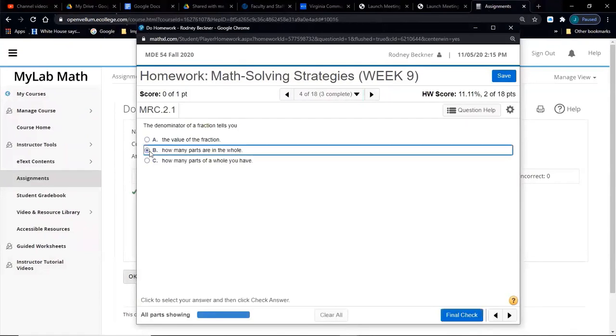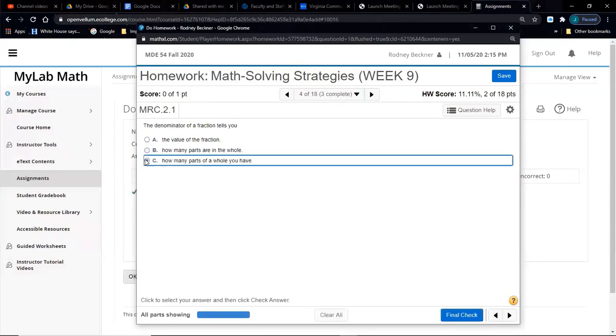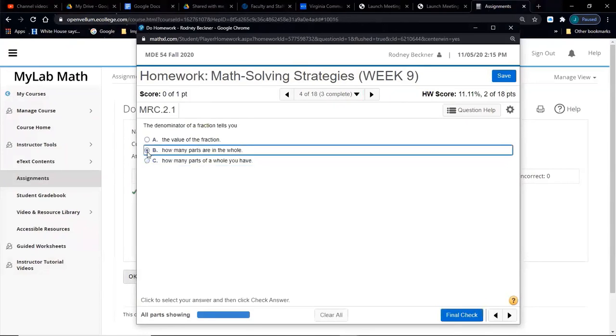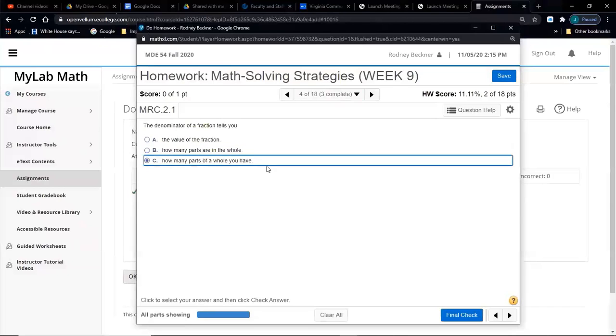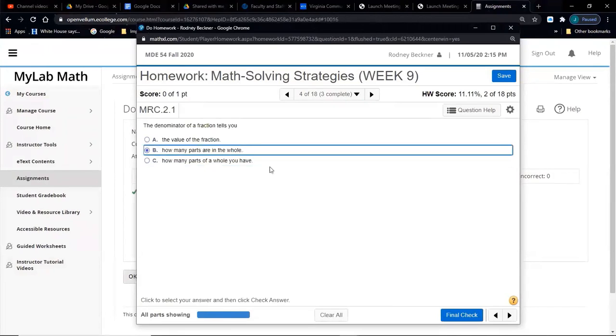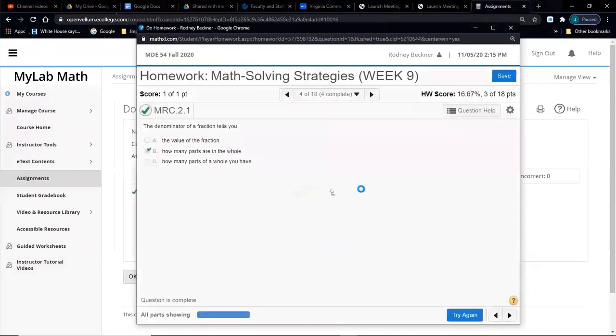So how many parts are in the whole? Well, that would be the top. How many parts of a whole you have? Hold on, I read that backwards. How many parts of a whole you have? That would actually be the number of parts. How many parts are in the whole? That's poorly phrased, but it is the whole. The value of the fraction is the top and the bottom combined. The numerator of a fraction tells you how many parts are in the whole. Well, we just said the bottom was that, so it can't be it. The value of the fraction we just said is the top and the bottom combined. How many parts of the whole you have? C.